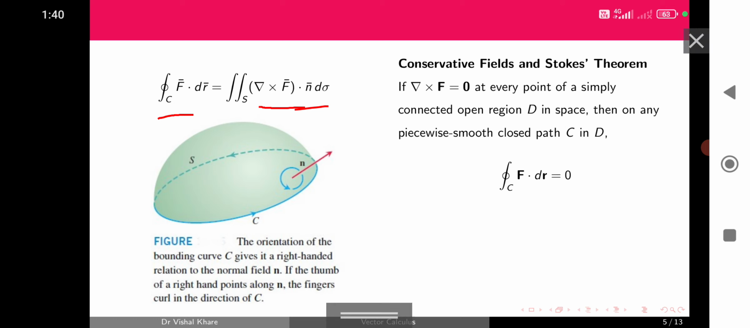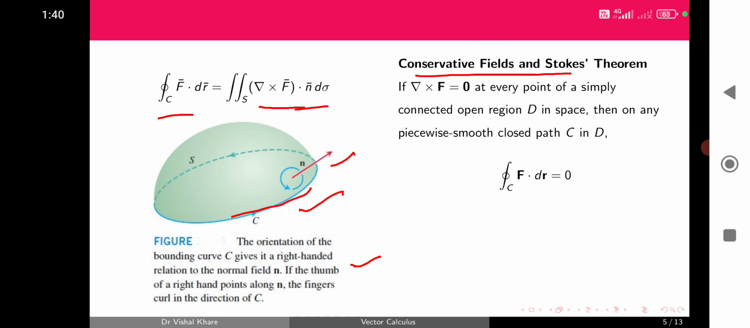The figure shows that the orientation of the bounding curve C gives it a right-handed relation to the normal field N. If the thumb of the right hand points along N, the fingers curl in the direction of C. So this is the direction of N and this is the direction of the curve.